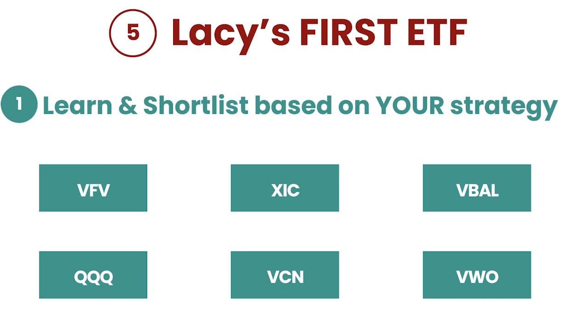QQQ focuses on large cap growth stocks. She believes that, especially because of its exposure to the tech sector, it would be a worthwhile one to look at. VCN, because it offers broad exposure to the Canadian stock market again. And VWO provides exposure to emerging markets just to diversify the geographical landscape as well.